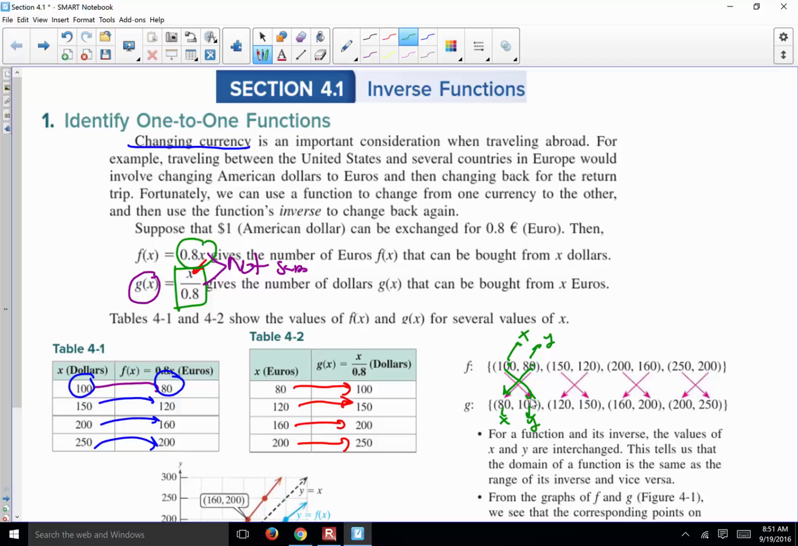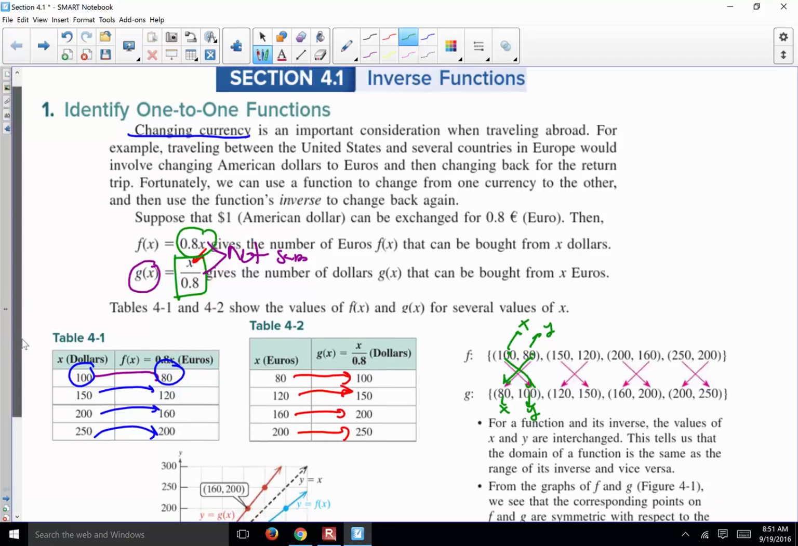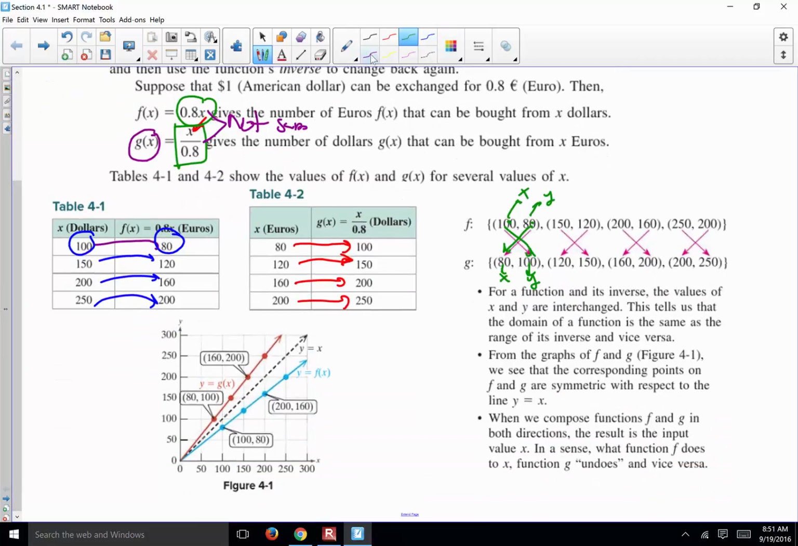When somebody asks the domain of an inverse function, it's actually the range of the original function. Okay? So these statements are crucial. You need to observe this and understand. Again, for a function and its inverse, the values x and y are interchanged. Domain and range are changed, okay, replaced. And this is essential as well.